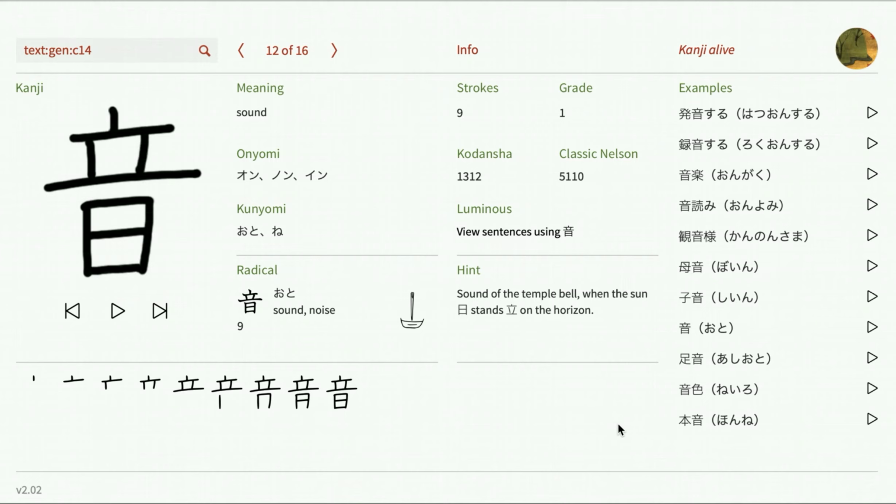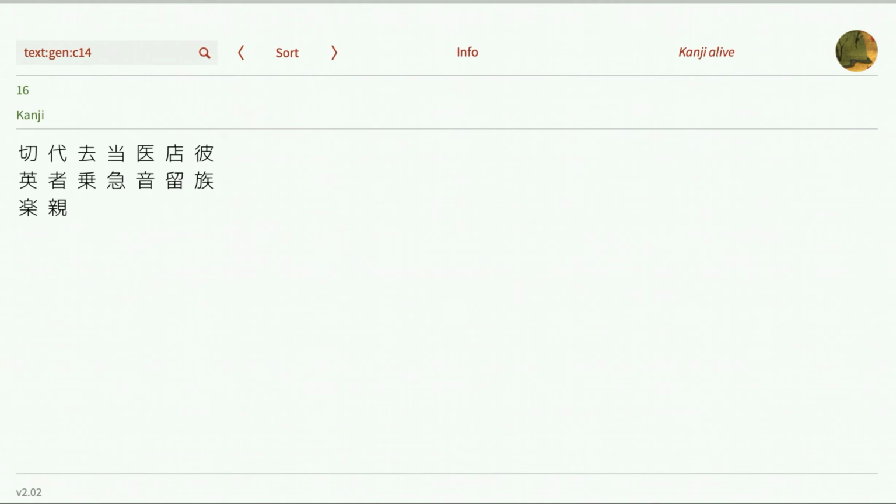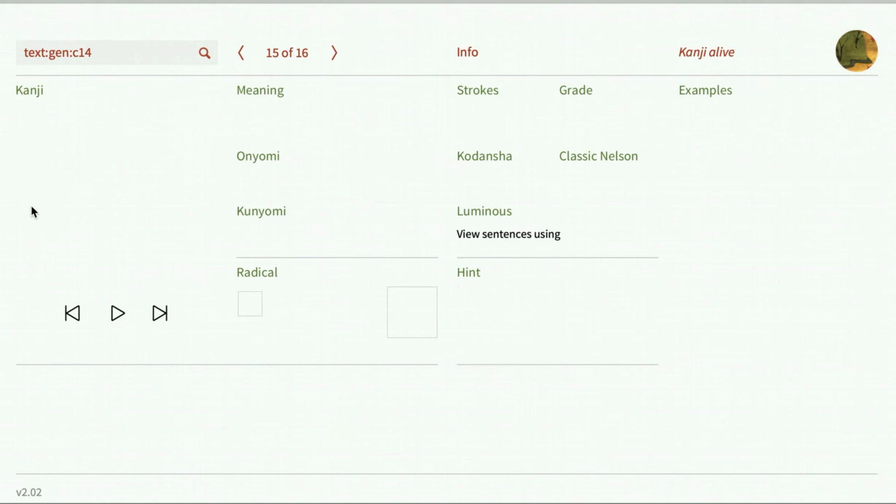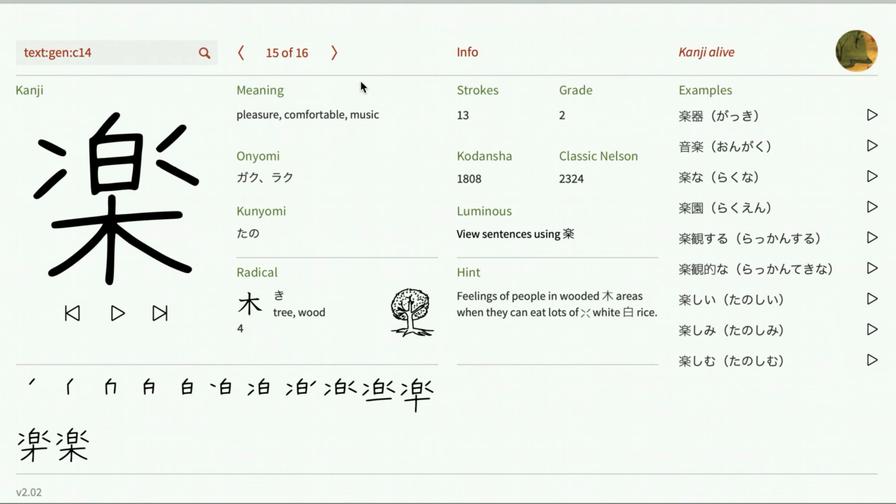And honne, like honne and tatemae. So honne is your true heartfelt emotion, whereas tatemae is the things you say to get along at work or in society. This kanji is the kanji for pleasure. So something pleasure, comfortable, music's pleasurable, it all fits together. So this is the gaku of ongaku, also can be pronounced raku.